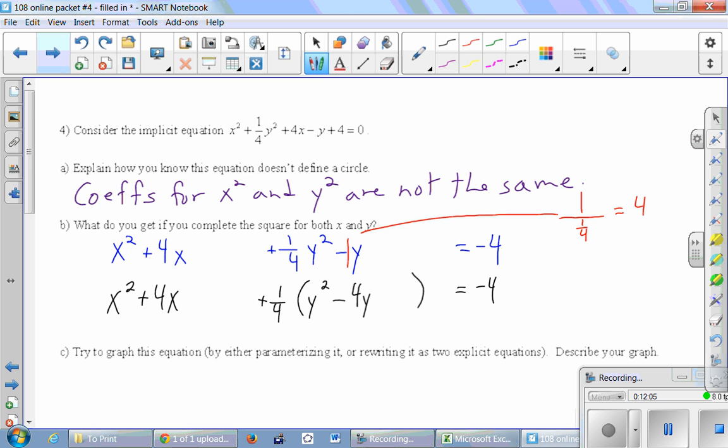Okay, so now it's time to add the magic b over 2 squared. So for this first one, b is 4. b over 2 is therefore 4 over 2 or 2. Square that and we get 4. Right away subtract 4.